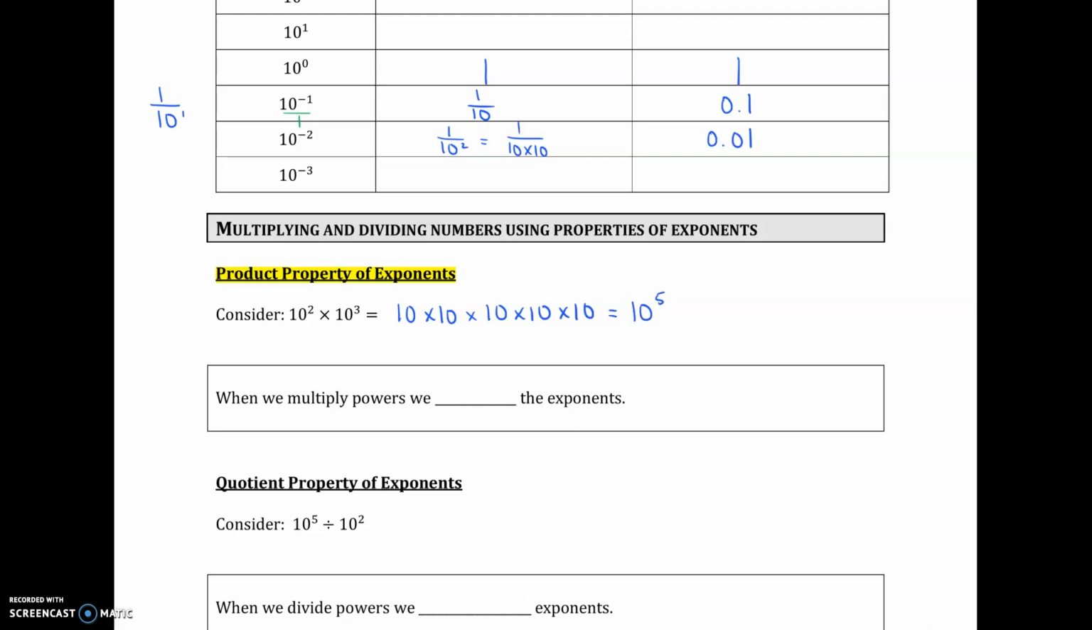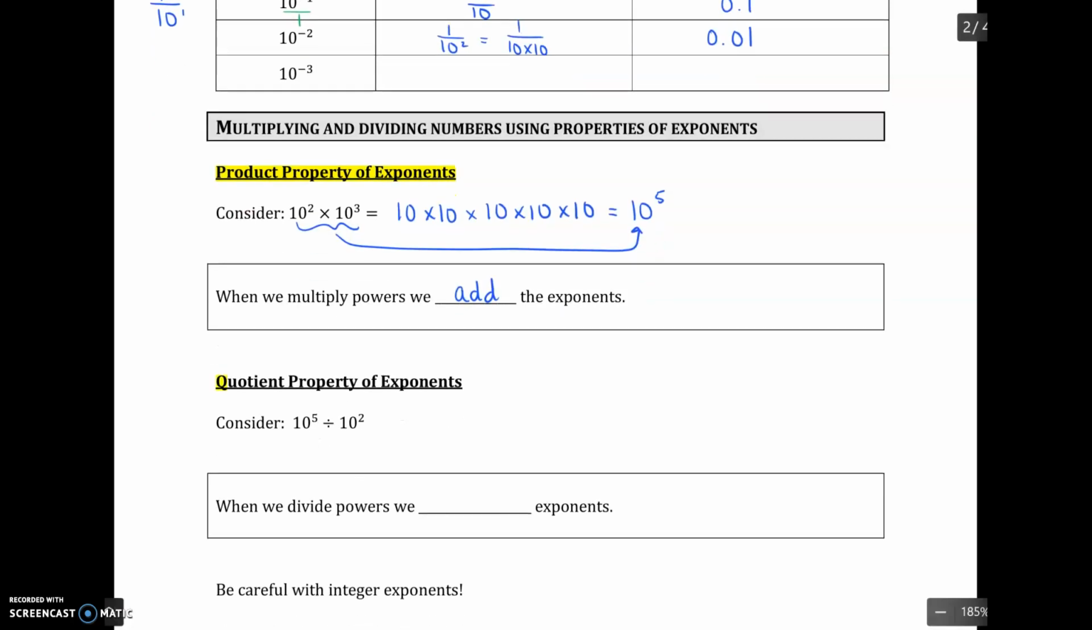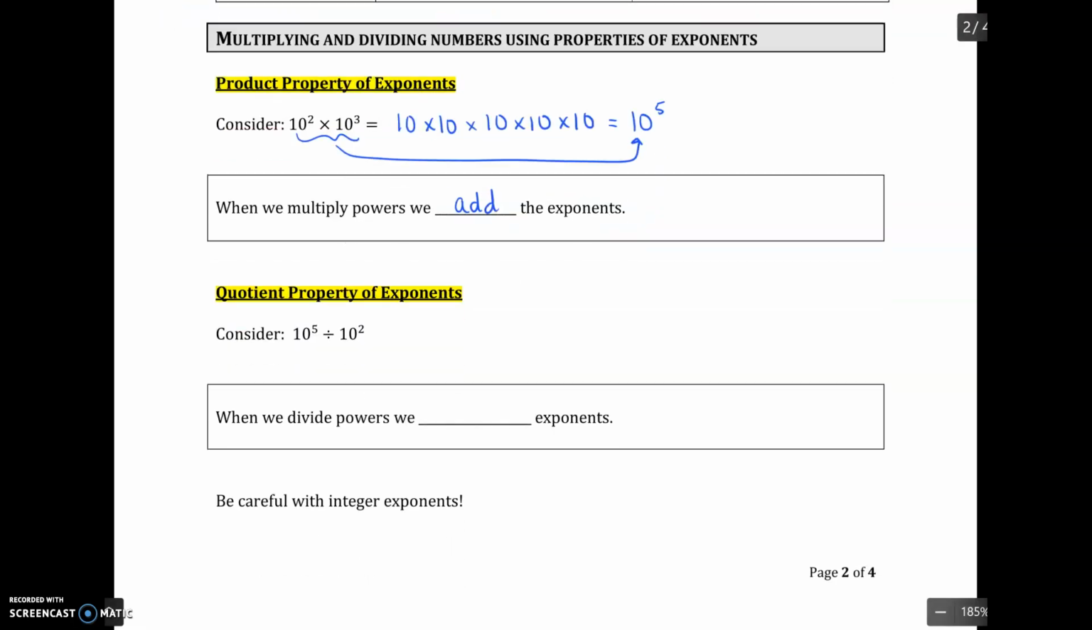In other words, how did you get from here to here? Well, when you multiply powers, we add the exponents. And similarly, if we were to look at what's called the quotient property of exponents, and quotient is another word for division, just like product was another word for multiplication.